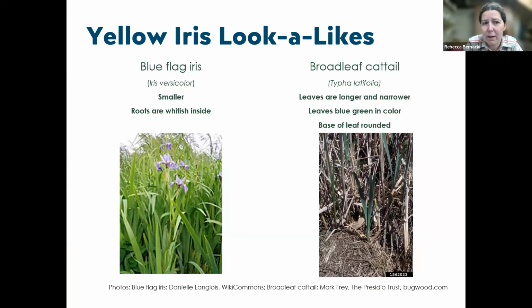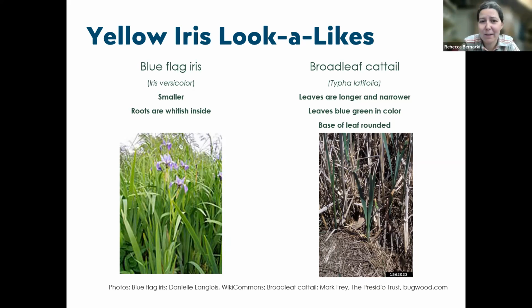As you can guess, because I've talked about it, the most common lookalike for our yellow iris is blue flag iris. So it's going to be smaller, but I hate using smaller and bigger as a distinguishing characteristic because it can be hard to tell when you don't have the two plants right next to each other. Blue flag iris is going to have a blue flower, yellow iris has a yellow flower, and also we can use that root indicator that I just talked about.